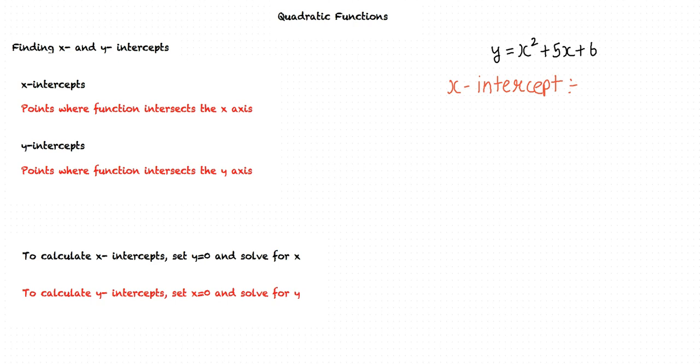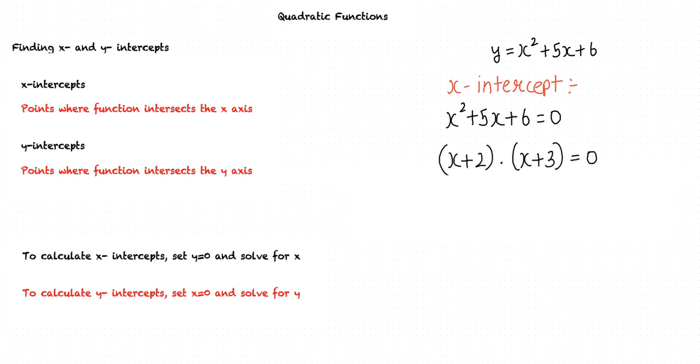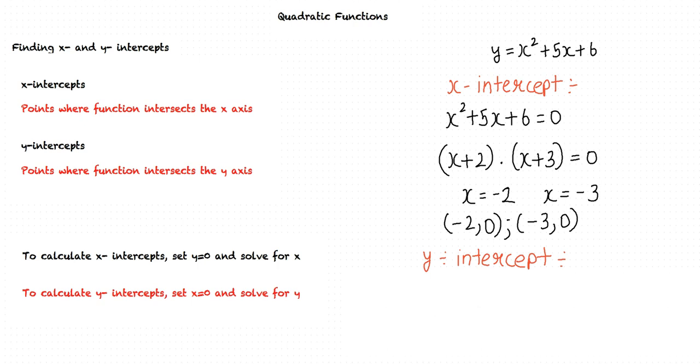In order to calculate the x-intercept, we set y equals 0 and solve the equation for x. We get x square plus 5x plus 6 equals 0. Expressing the quadratic function as a product of its factors, we get (x plus 2) times (x plus 3) equals 0. This implies x equals negative 2 and x equals negative 3. Thus, the curve cuts the x-axis at 2 points, namely (negative 2, 0) and (negative 3, 0). Similarly, to find the y-intercept, we set x equals 0 and solve the equation for y. We get y equals 0 squared plus 5 times 0 plus 6, which equals 6. Thus, the curve cuts the y-axis at the point (0, 6).